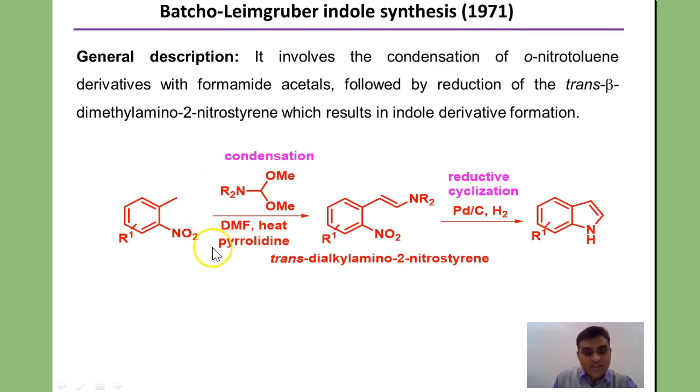Now instead of diethyl oxalate, we are starting with formamide acetals. An amide and its acetal, that's a formamide acetal. It is offering only one carbon atom. In the presence of a base like pyrrolidine, this will abstract a proton and undergo condensation to form an enamine. A nitrostyrene will be formed, and this nitrostyrene on reduction undergoes reductive cyclization to form the indole molecule. So instead of diethyl oxalate, Batcho-Leimgruber utilized formamide acetal as the one carbon atom source.